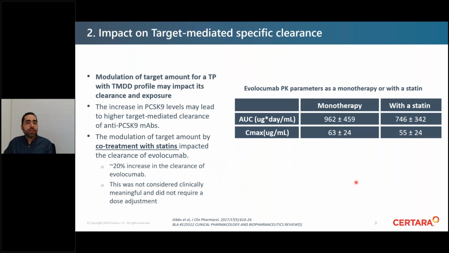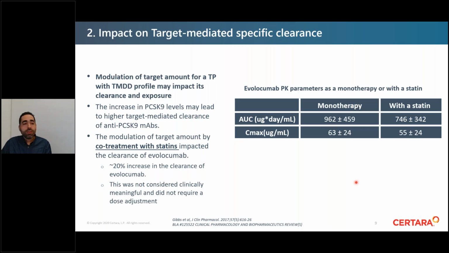Second DDI: the impact on the target-mediated specific clearance. This may be observed for drugs with the TMDD profile, meaning the clearance is mainly driven by the expression of the target. So if you modulate the expression or the concentration of the target, you may also modify the clearance of this drug. This is the case for evolocumab.